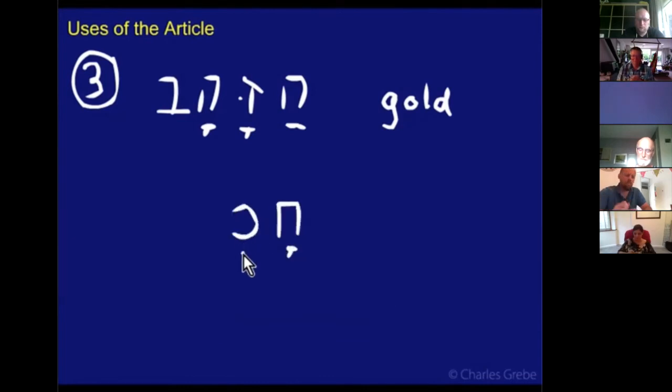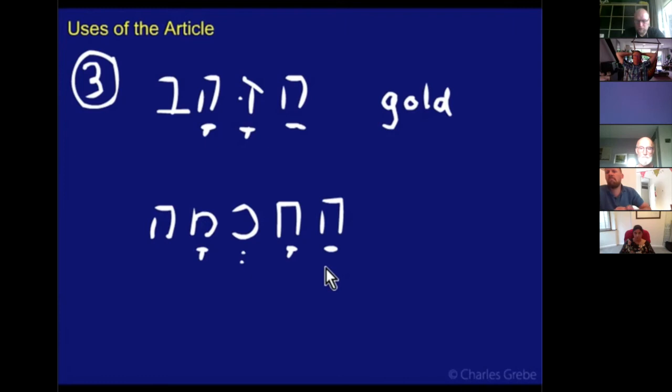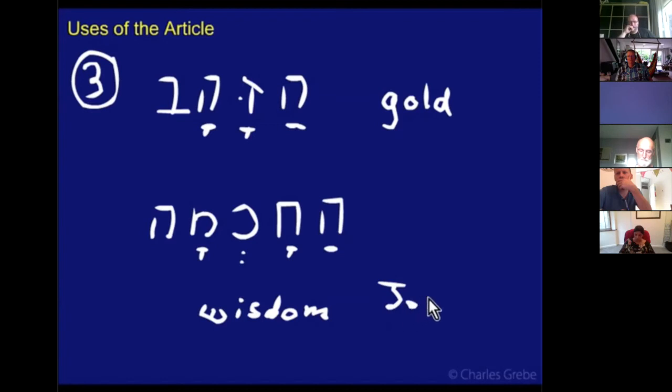Chokhmah, which we've seen before, meaning wisdom. Chokhmah with the article on it, ha. Now here we're jumping ahead a little bit because you can't double a guttural, so there's no doubling there, but we'll deal with that in a later module. What I want to illustrate here is that this is an abstract noun, wisdom. And there's an example in Job 28:12, where you probably don't want to say the wisdom, you just want to say wisdom.